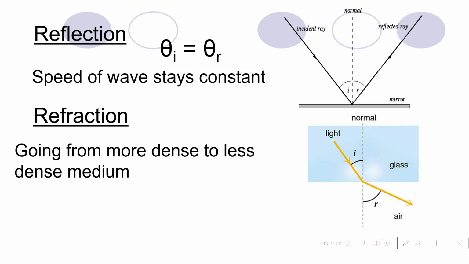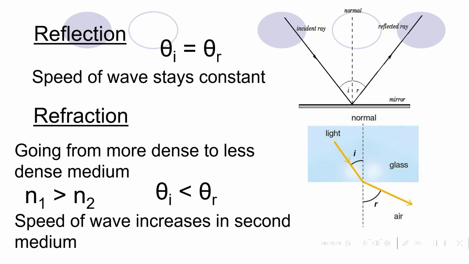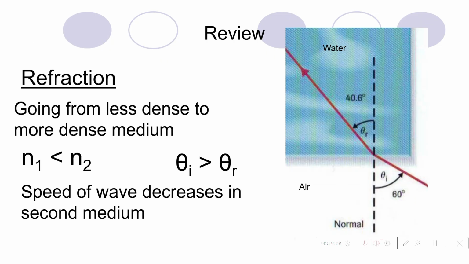Going from a more dense to a less dense medium, the angle of incidence is going to be less than the angle of refraction, this angle is less than this angle. The speed of the wave increases in the second medium. It's easier to travel, it's going to go faster in air than it does in glass. And going from a less dense material, like going from air into water, the angle is going to get smaller and it's going to slow down.